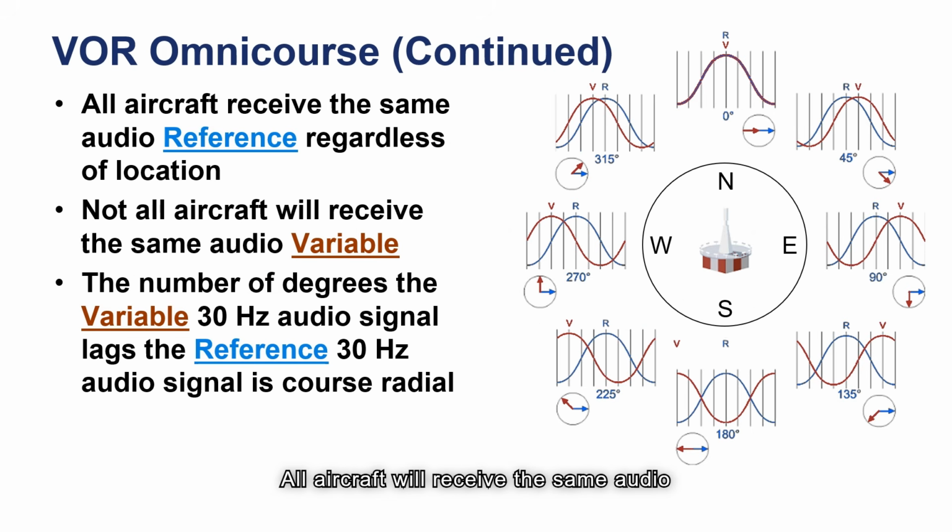All aircraft will receive the same audio reference signal regardless of their location. However, not all aircraft will receive the same audio variable. The number of degrees the variable 30 Hz audio lags the reference 30 Hz audio signal is the course radial.